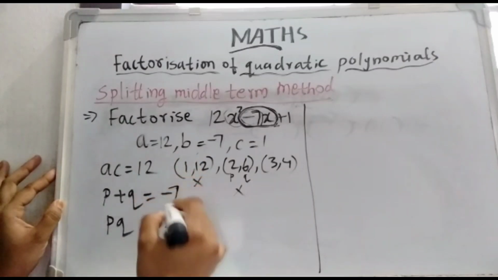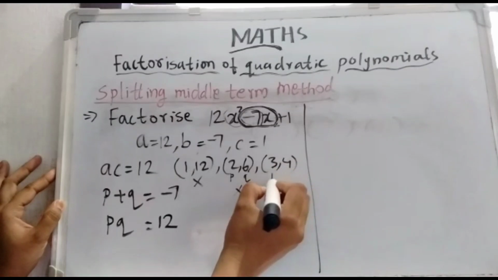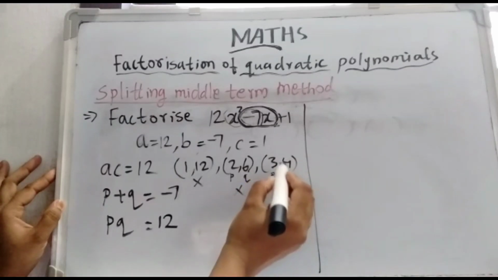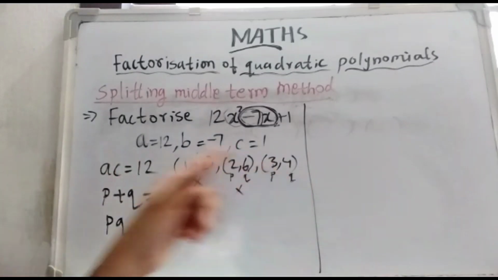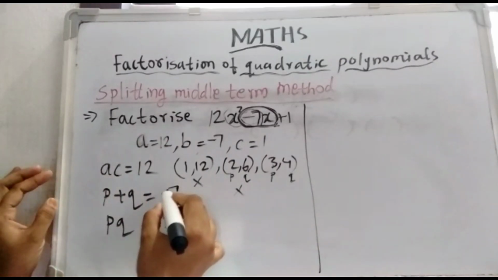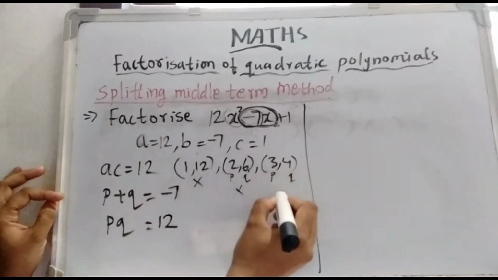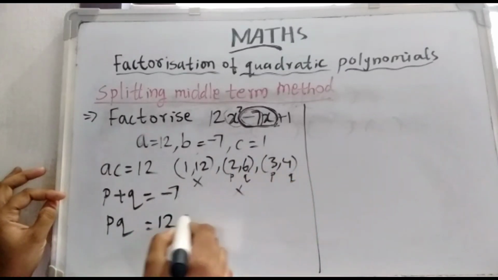Then we can adjust the minus sign. See, if P is 3 and Q is 4, P plus Q is 7, and P into Q is 12. So we can select these two factors of 12, 3 and 4. Then how do we get minus 7?